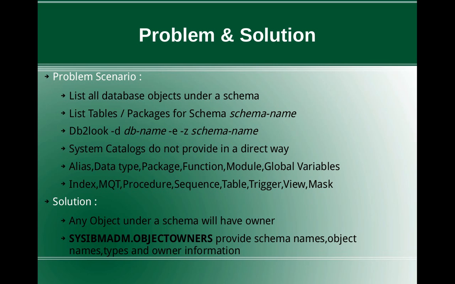So what is the solution? Any object under a schema will have an owner. Somebody has to create that object under that schema. So it can be an index, it can be a procedure, it can be a function, whatever may be the database object under that schema. So we can use the SYSIBMADM.OBJECTOWNERS admin view to provide the schema names, object names, types, and owner information. Even though it is actually for owner information, we are looking at the same table in a different way. We'll query that with the predicate schema name equal to whatever the schema name we want. Under the schema name, whatever objects are there, it will display.